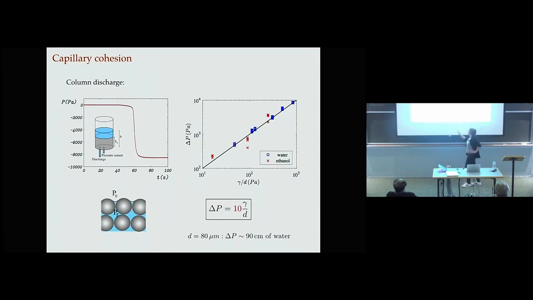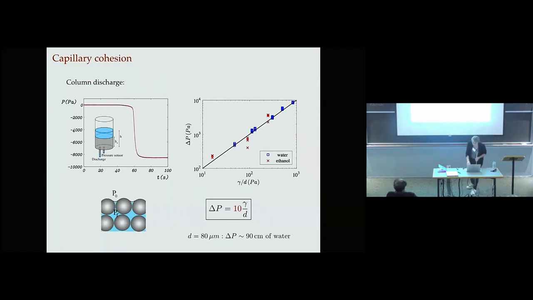So we measure this drop of pressure, and we change the surface tension and the size of the particle, and we found that, as expected, it is a Laplace pressure. But what is interesting is this coefficient, which shows that the pore size is smaller than the particle size. So that's the maximum drop of pressure that a granular media can sustain. And for a particle of about 80 microns, which we use, it corresponds to nearly 1 meter of water.